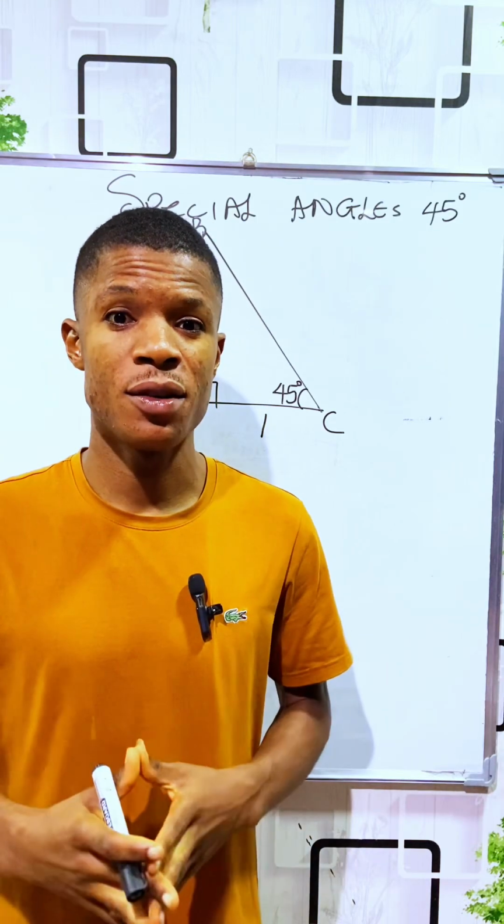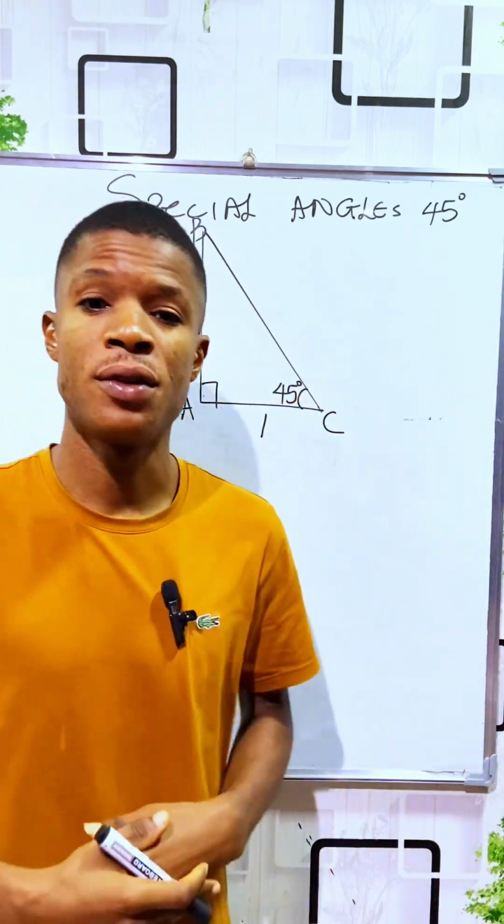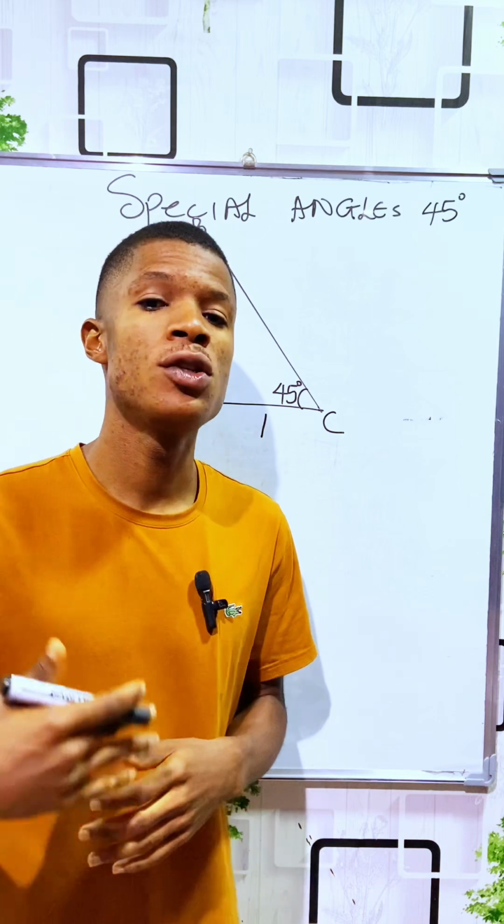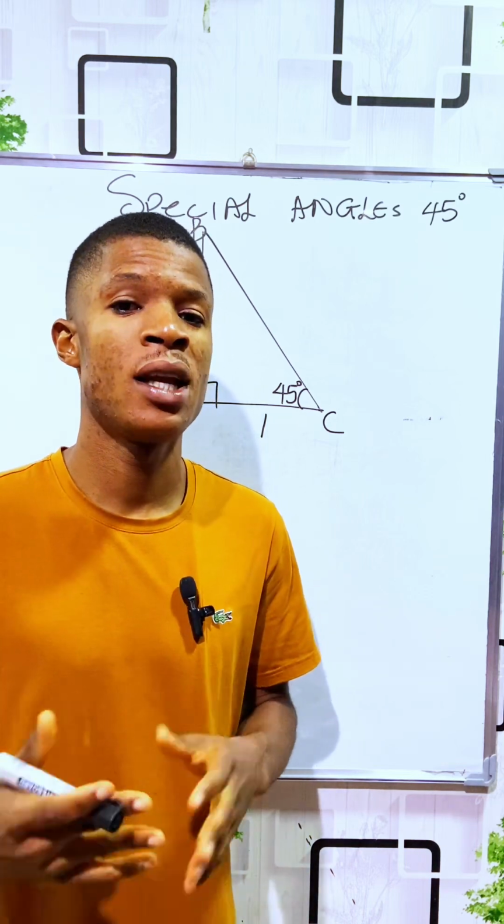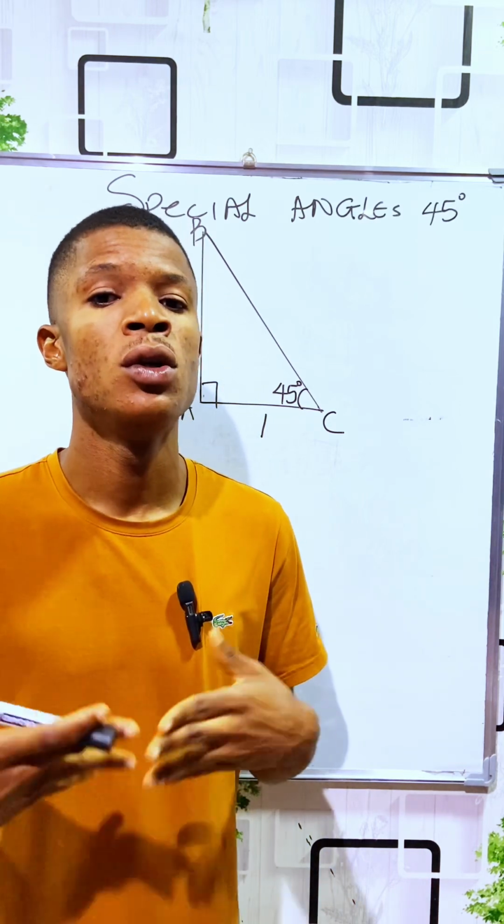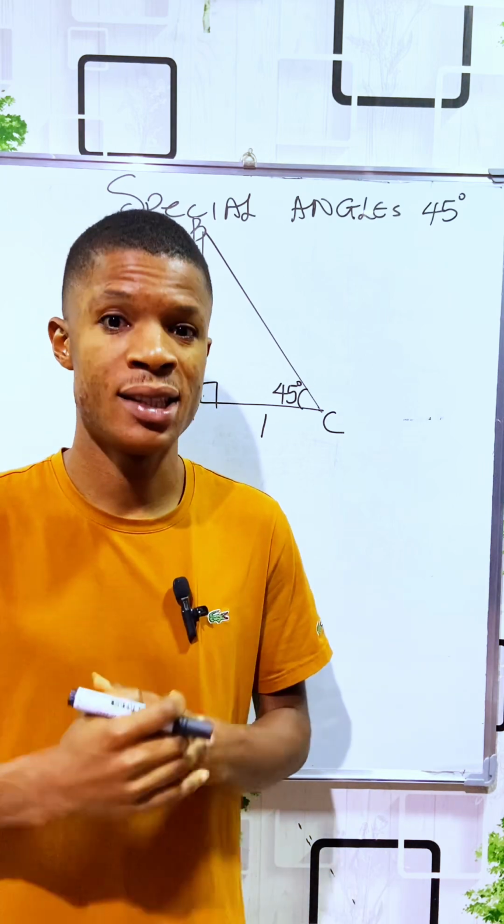Looking at special angles, here is special angle 45 degrees. We are going to know the values of this special angle in the trigonometrical ratios: sine, cosine, and tangent.